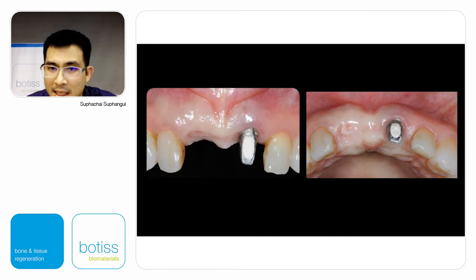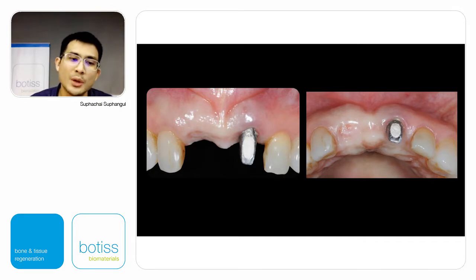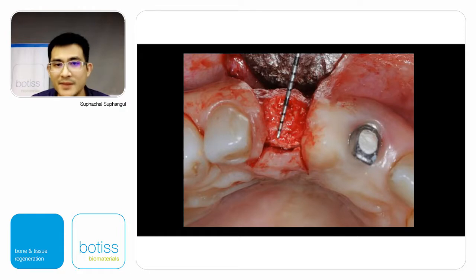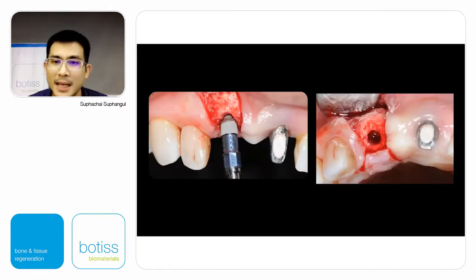You can see the defect right now has soft tissue growth on it, and the thickness is very good. When I opened the flap, you can see the graft integrated with the patient's bone. We have a thickness of about 6 to 7 millimeters. That's enough for a regular platform implant.